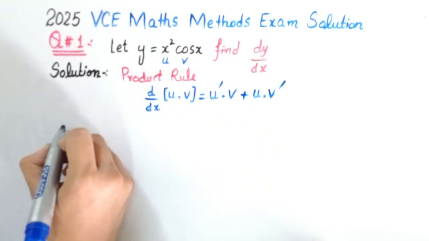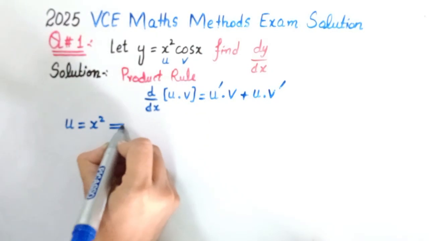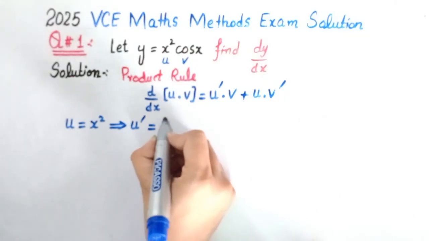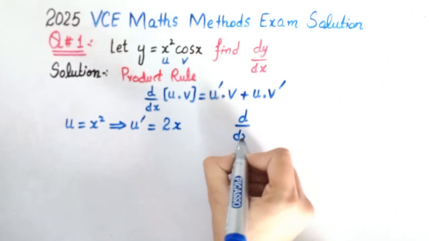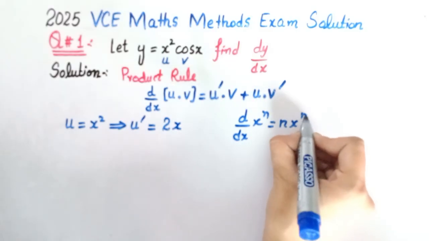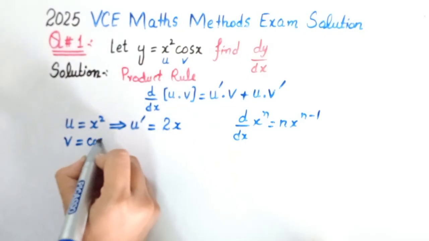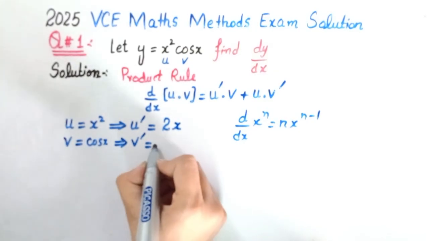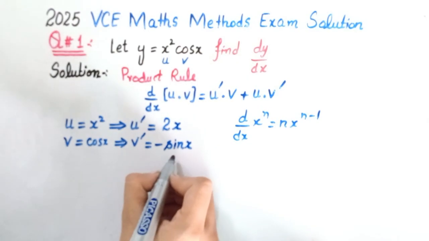Now first of all, we will identify this. We have u equals x squared and we will differentiate this. So u dash will equal 2x. Here we apply the derivative rule d by dx of x raised to power n, then the power comes in the start and x is raised to power n minus 1. Similarly, we have v equals cos of x. Now differentiate this. This is v dash, and the derivative of cos x is minus sin x. This is a trigonometric function, so we will apply just its formula.